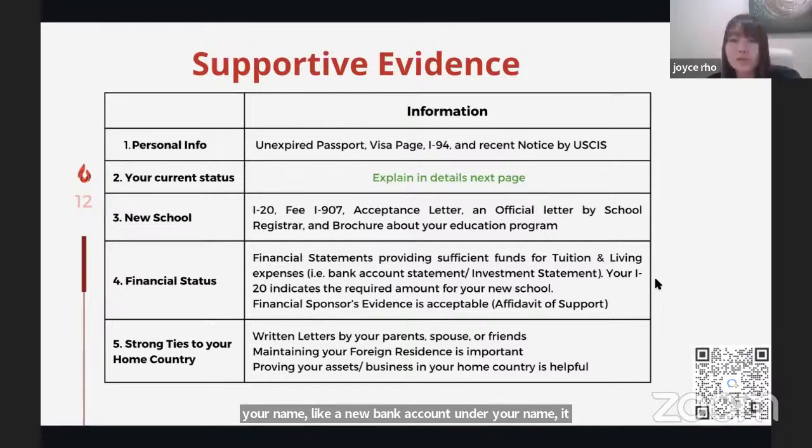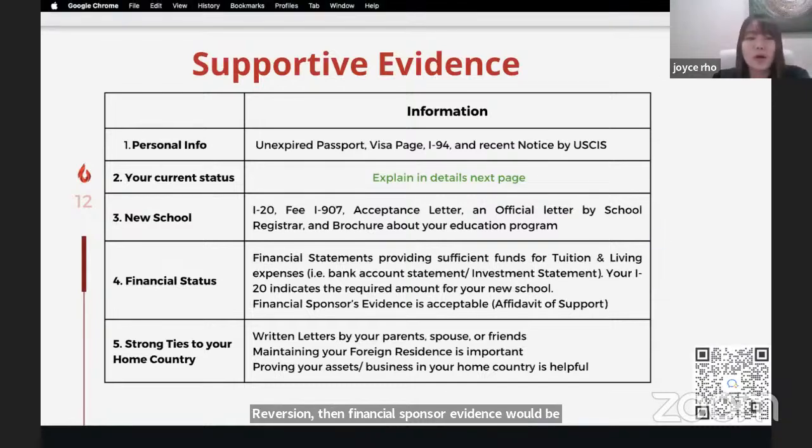So your parents, even relatives, or friends who don't have any relationship with you can be your financial sponsor, but they want to see an affidavit of support, showing that the person is willing to be your financial sponsor. So prepare an affidavit of support and their information, like a copy of passport and a bank statement, the full version. Then the financial sponsor evidence would be acceptable by USCIS.